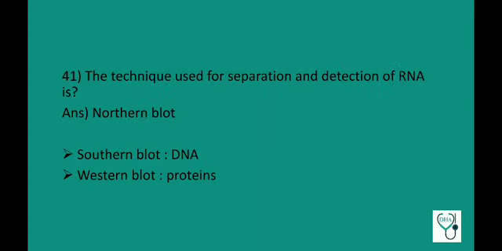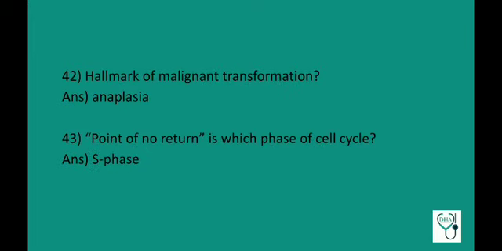The technique used for separation and detection of RNA is Northern blot. Southern blot is used for detection of DNA. And Western blot for proteins. Hallmark of malignant transformation is anaplasia. Point of no return is which phase of cell cycle? S phase.